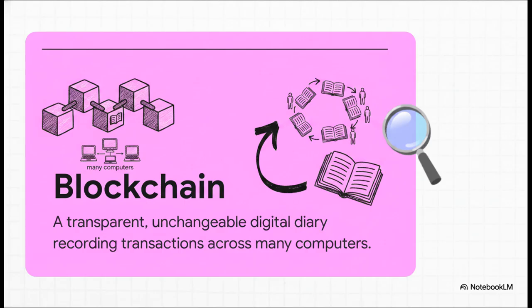Every single time a book changes hands, everyone writes it down in their own copy of the diary at the exact same time. Because this diary is distributed across everyone's computers, entries can be seen by everyone but erased by no one. If someone tries to lie and claim they returned a book when they actually didn't, everyone simply checks their document. The lie is instantly rejected.